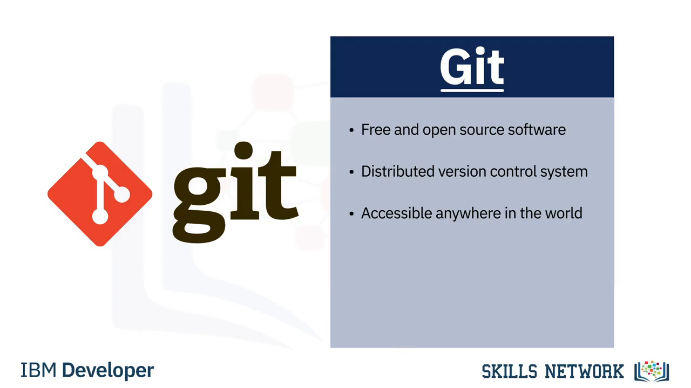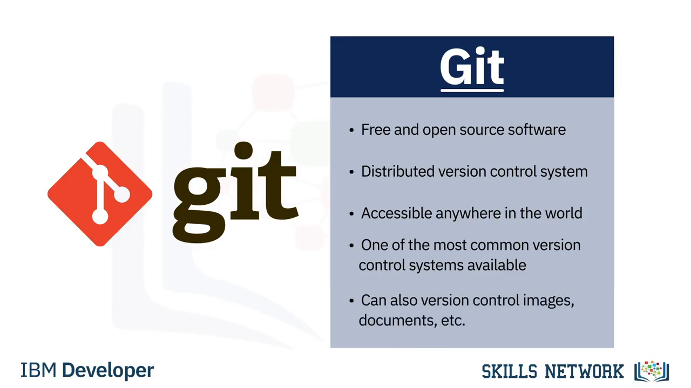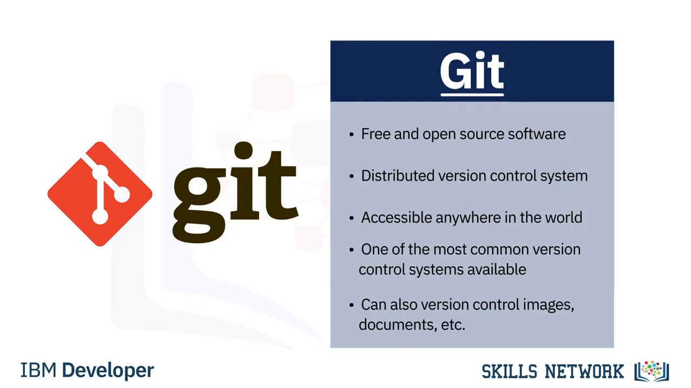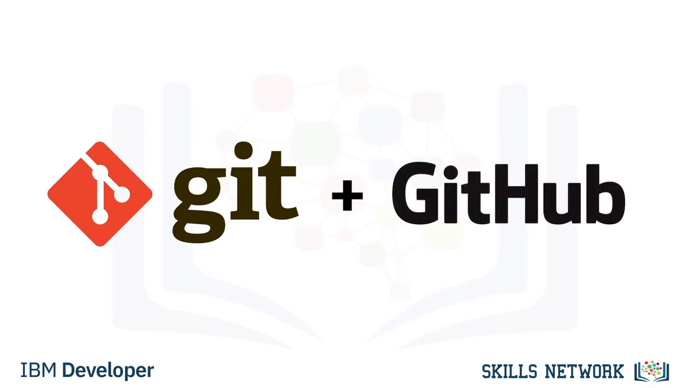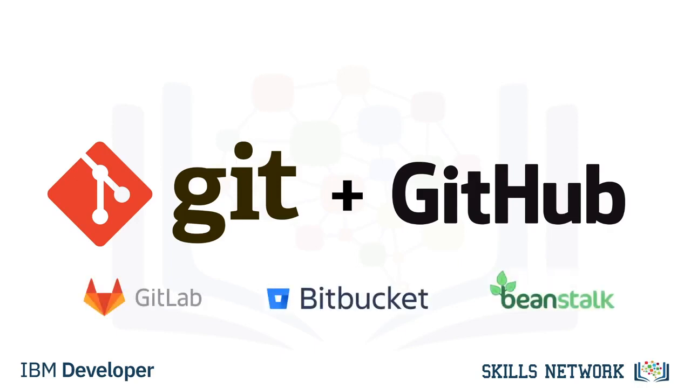Git isn't the only version control system out there, but the distributed aspect is one of the main reasons it's become one of the most common version control systems available. Version control systems are widely used for things involving code, but you can also version control images, documents, and any number of file types. You can use Git without a web interface by using your command line interface, but GitHub is one of the most popular web-hosted services for Git repositories. Others include GitLab, Bitbucket, and Beanstalk.